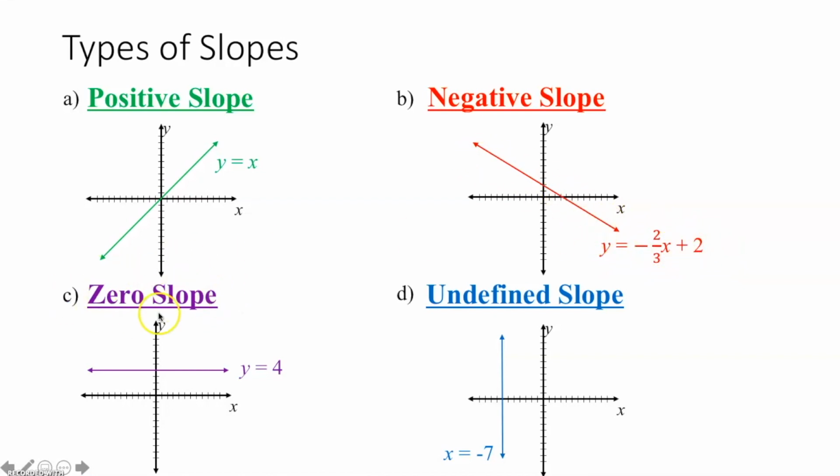A zero slope is going to occur when you have a horizontal line. For example, y is equal to 4. Anytime you have y equals a number, that's going to give you a horizontal line. And horizontal lines have a zero slope. An undefined slope is going to occur when you have a vertical line. That's when you have a line with an equation x is equal to a number. So here we have, for example, x is equal to negative 7. This has an undefined slope because it's a vertical line.